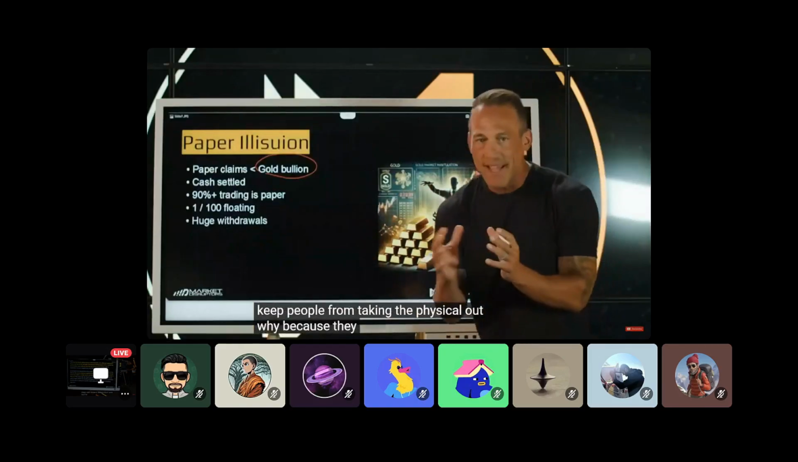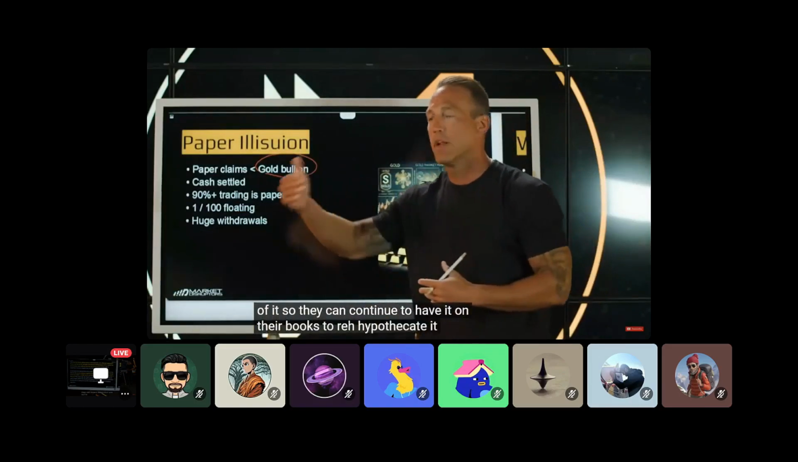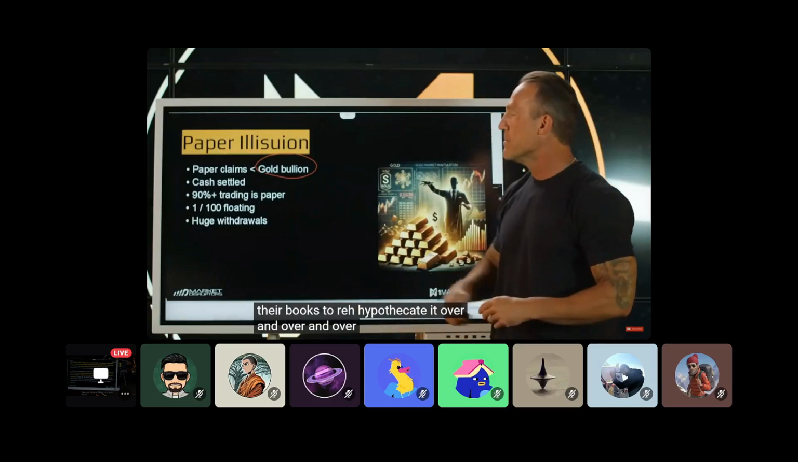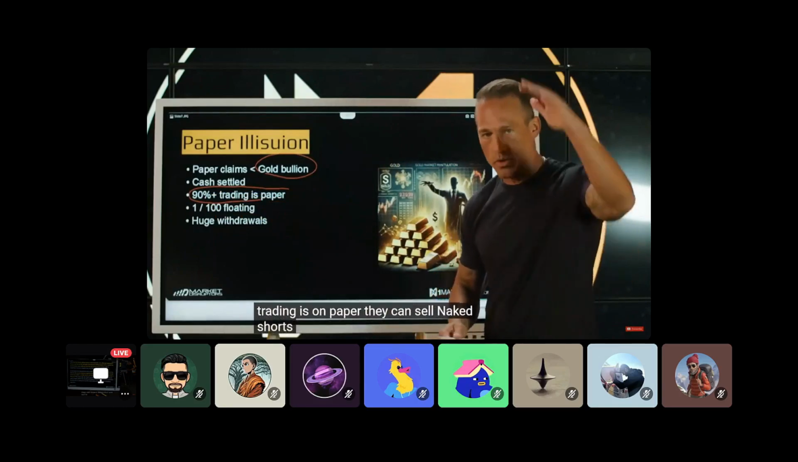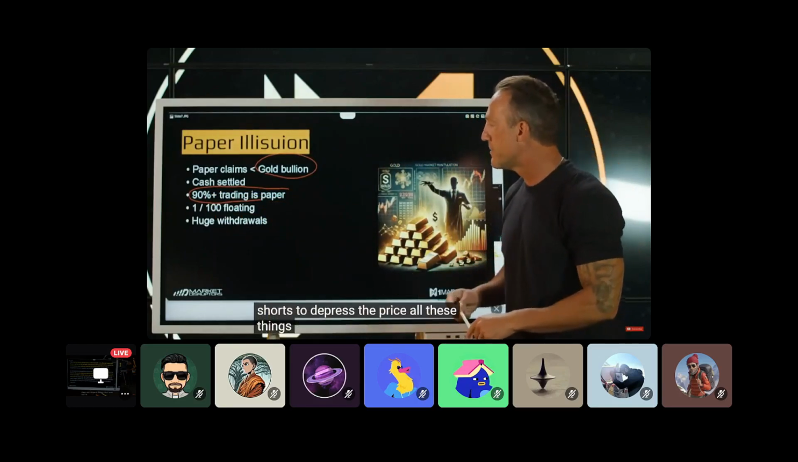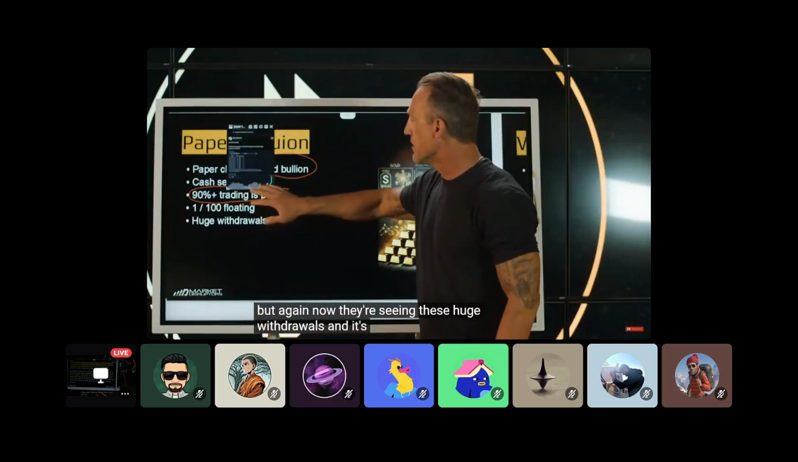Why? Because they want to retain control of it so they can continue to have it on their books to rehypothecate it over and over and over. That's why 90% of trading is on paper. They can sell naked shorts to depress the price, all of these things. But again, now they're seeing these huge withdrawals and it's moving.